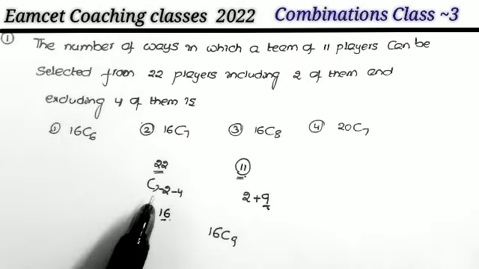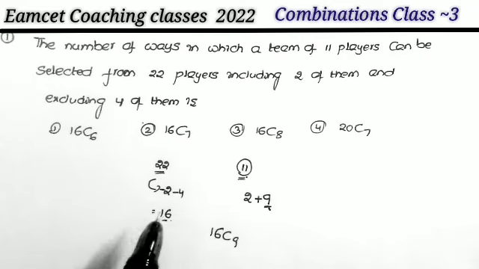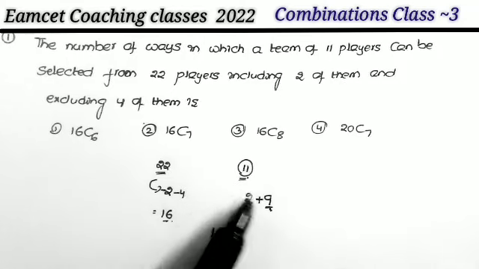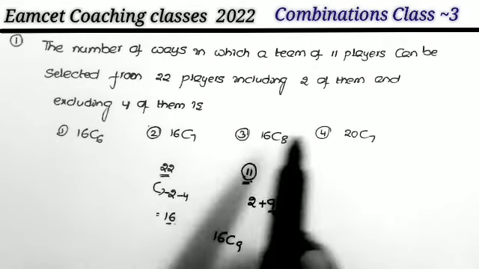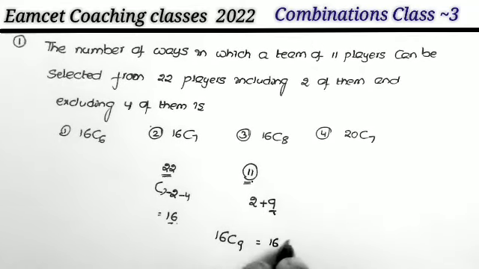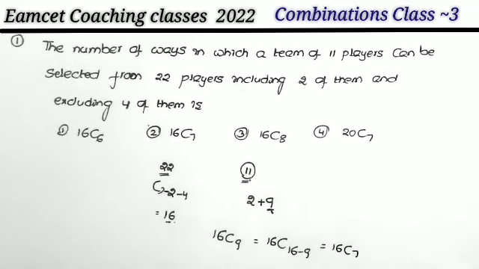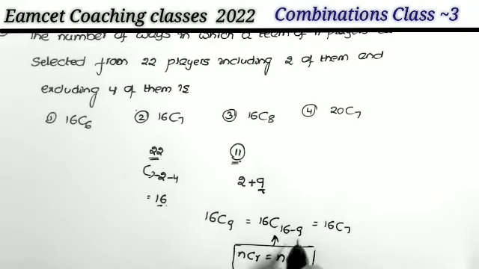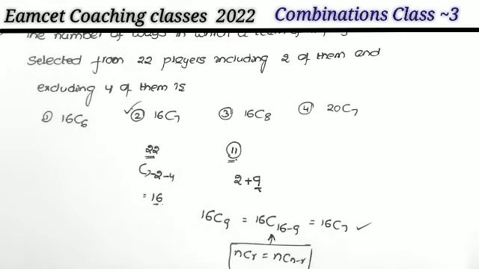So here 2 members included and 4 members excluded means first remove the 6 members. Now from the remaining 16, we have to select only 9 members. Since we want 11 members and already 2 persons are there, that can be done in 16C9. But the 16C9 option is not given, so we convert it as 16C(16 minus 9), that is 16C7. Which formula did we use here? nCr is equal to nC(n minus r). From this formula, 16C(16 minus 9) equals 16C7, which is the second option. Okay, this is the answer.